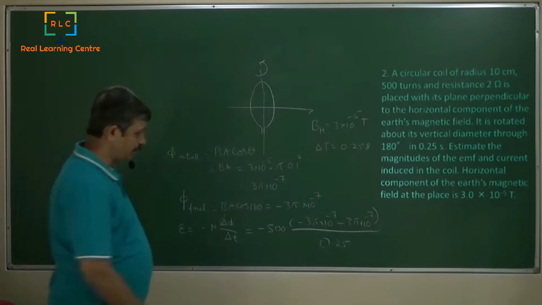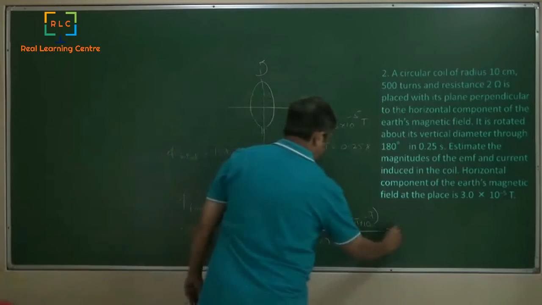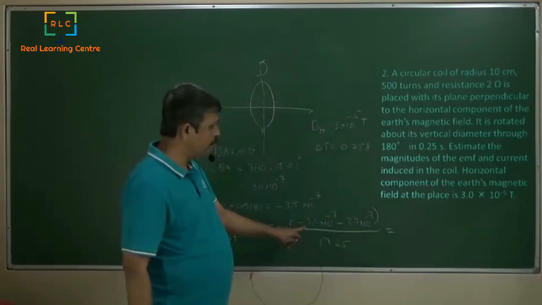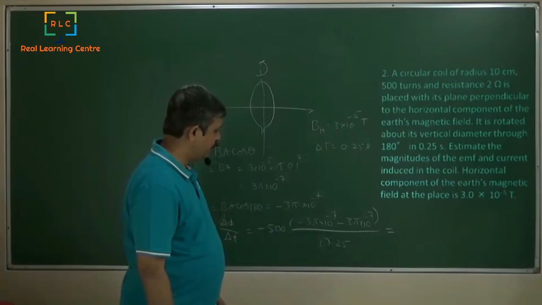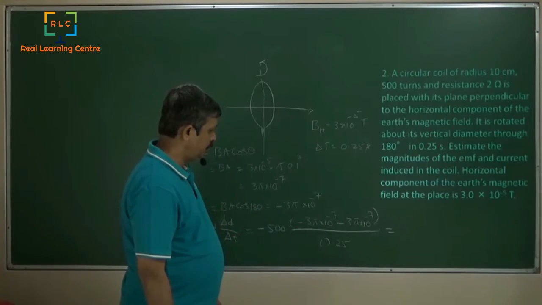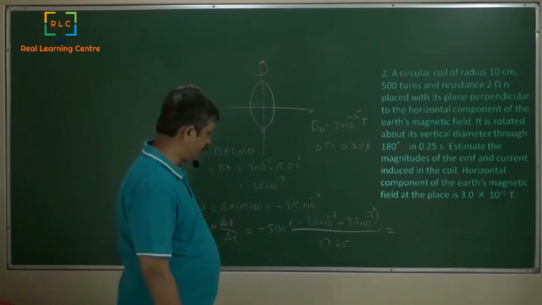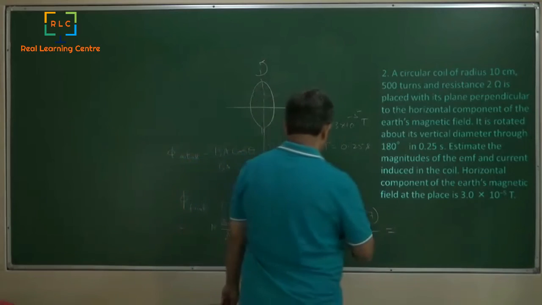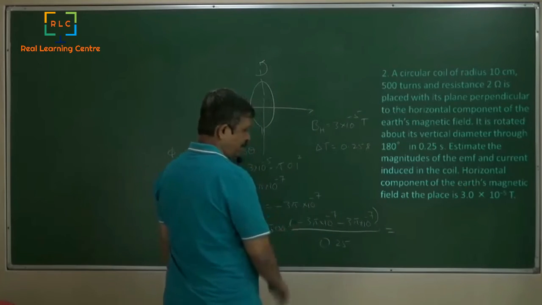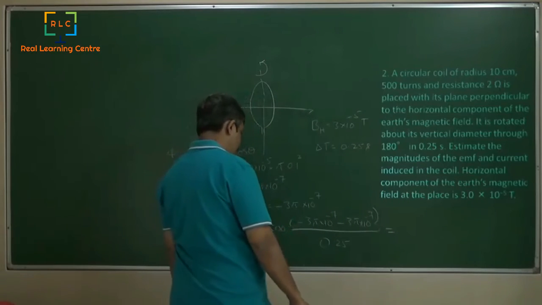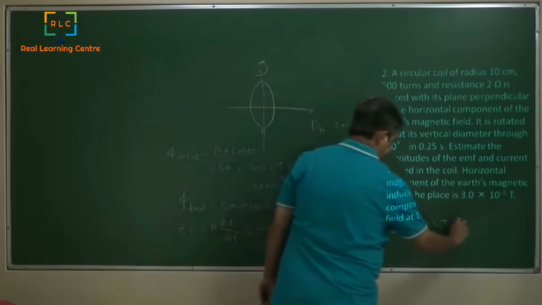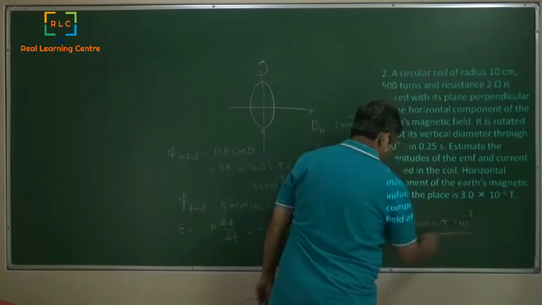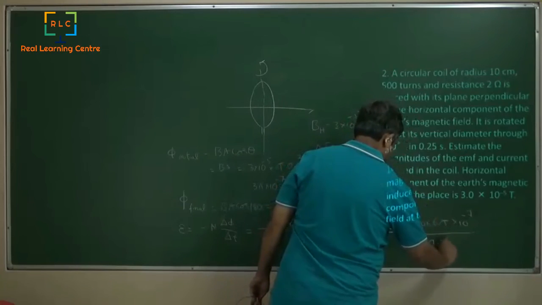Okay, so this one, if you see, calculate. So this will become twice of this. Twice of that actually means 6 pi. Okay, 6 pi. So minus, you can take it out and cancel it, minus into minus is plus. So 500 into 6 pi into 10 power minus 7 by basically 0.25.